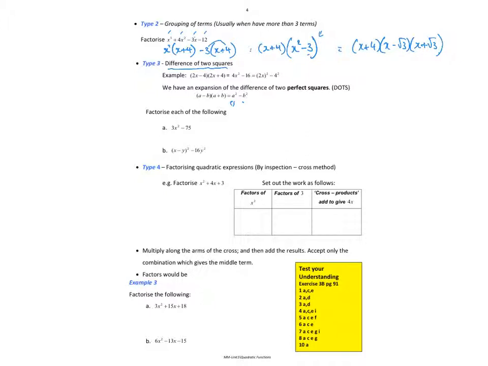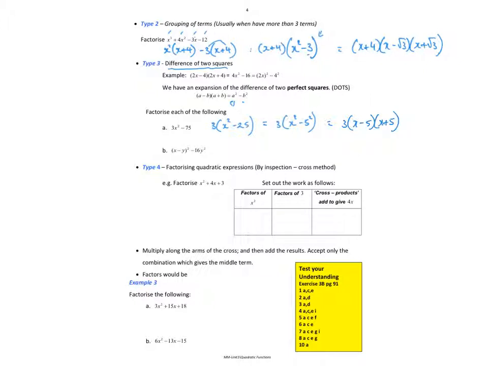If we have a look at these examples, first step is, since 3 is a common factor to both of those, I could take that out, 3 times x squared minus 25. Now I've got x squared minus 25, which I could write as x squared minus 5 squared. And from my difference of squares, 3 times x minus 5, x plus 5.